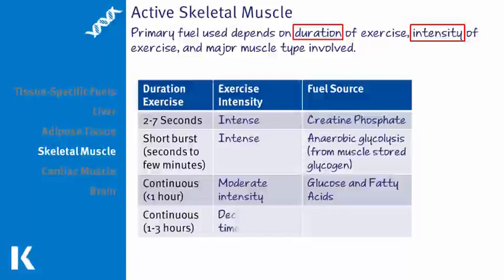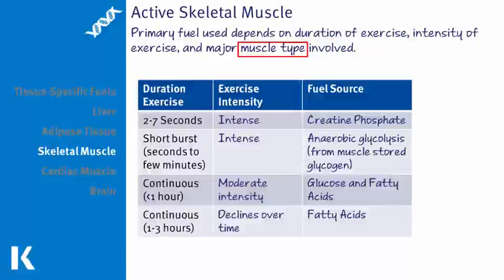for the muscles. And finally, for continuous use over 1 hour, the intensity will begin to decline as the activity continues, and once all of the glucose has been used, fatty acids act as the fuel source. So we've looked at the duration and intensity. Now let's focus on the muscle type.